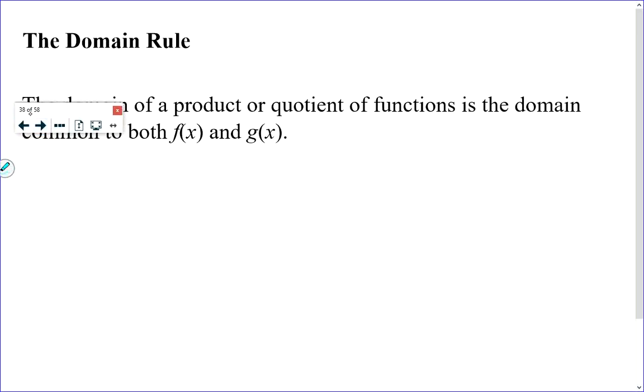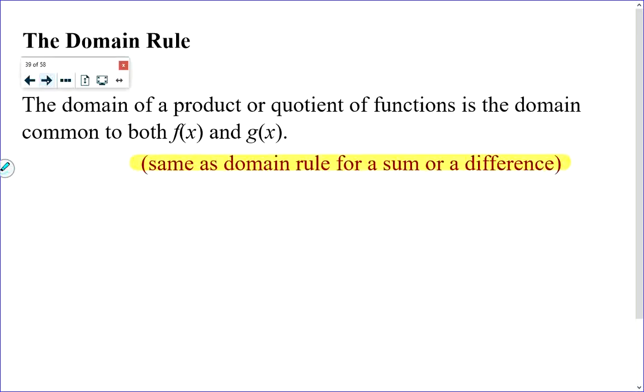The domain rule of a product of functions or the quotient of functions is basically the same as the domain rule for the sum or difference. Namely, that whatever domain is common to both would be the domain of the product or the quotient. Just like with sums and differences, you basically can't add or subtract or multiply or divide things if those things don't exist. And remember, we're talking about y coordinates. There is an exception, though.